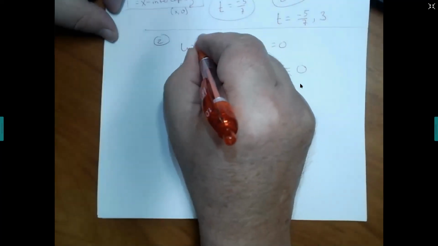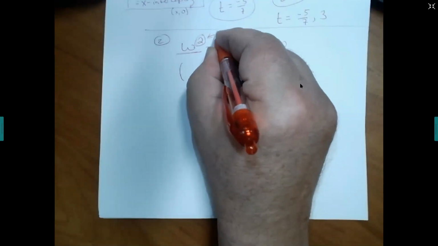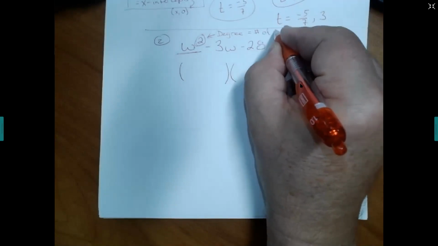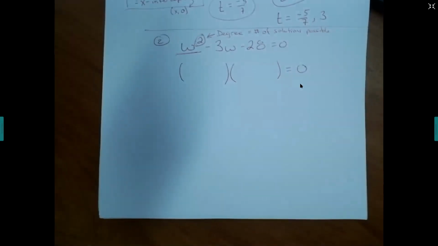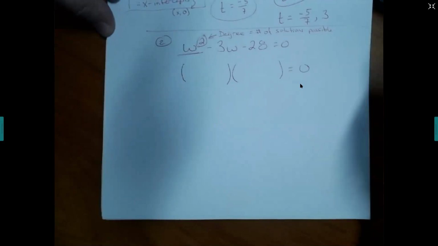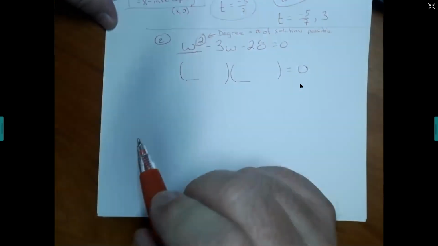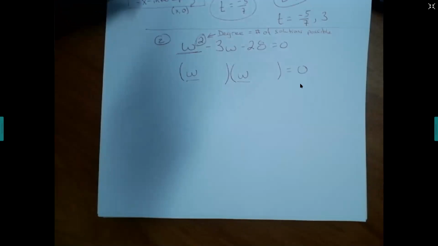Because remember, this square term, this is the leading term. The exponent is called the degree. It tells us the number of solutions possible. And it also tells us the shape, whether both ends go the same direction or opposite directions, how many bumps we're going to have. So looking for the first terms, what times what gives us W squared? W times W. So each parenthesis has to have its own W.